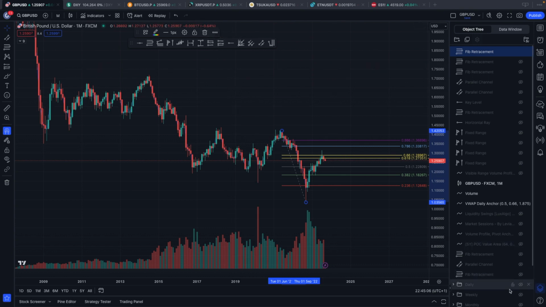And if I remember, there was a monthly there as well. Yep, there we go. As you can see, we just tapped the monthly and came back down. So that's always good to know, just our overall time frame. Right, so let's get rid of this. We don't need that anymore.